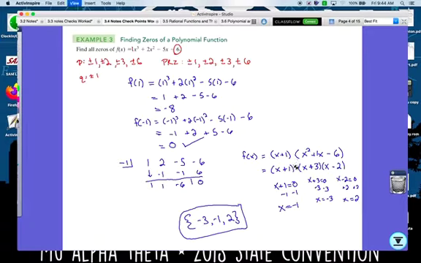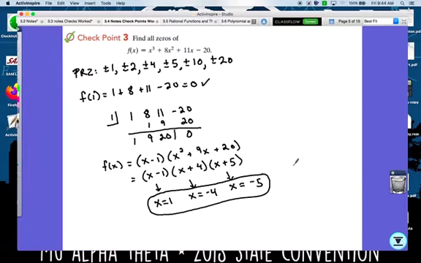All right, so here's the answer to that one. You can pause it and look through the work if you need to.